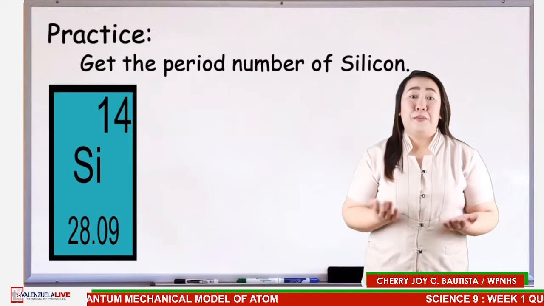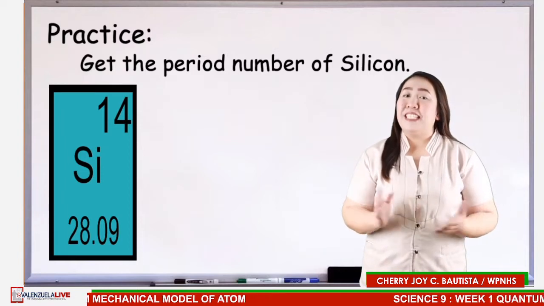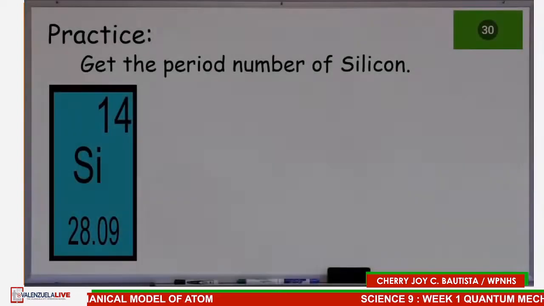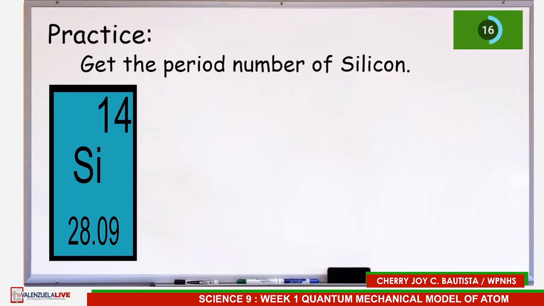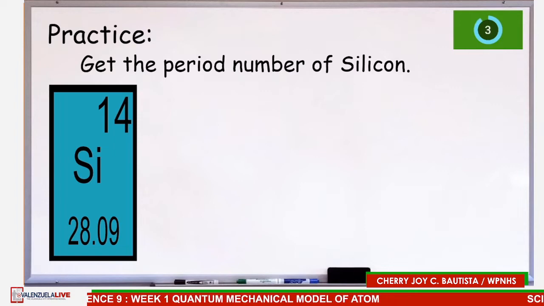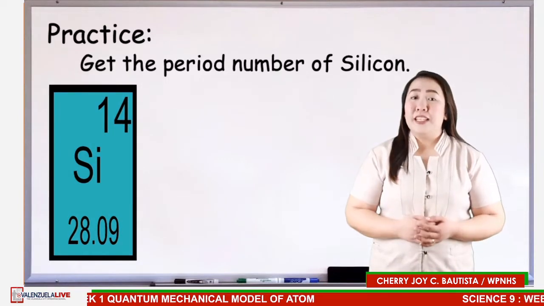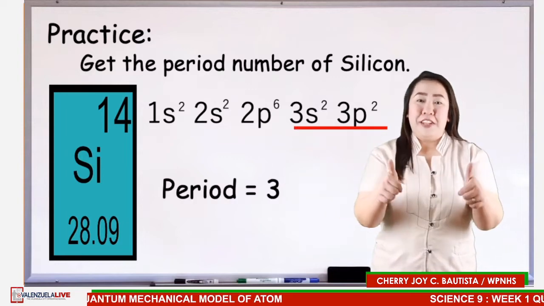Can you get the period number of silicon? You have 30 seconds. The answer is 3. Very good.